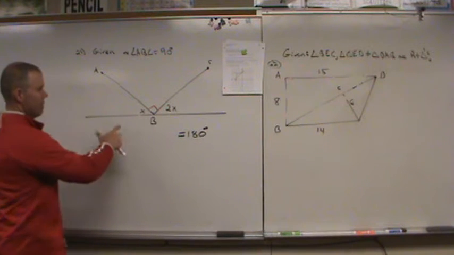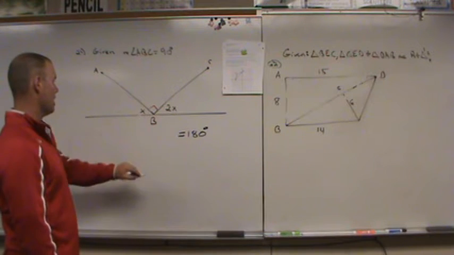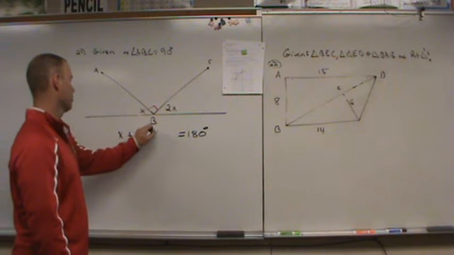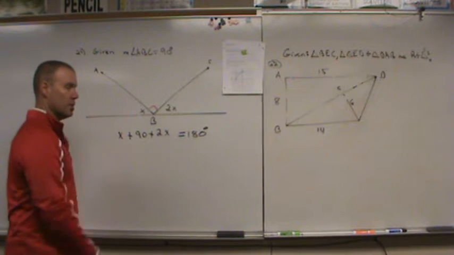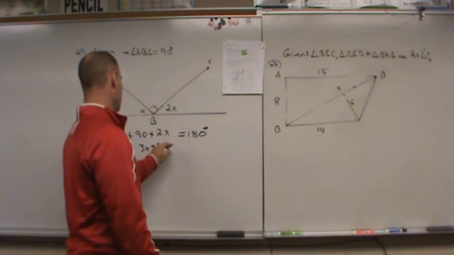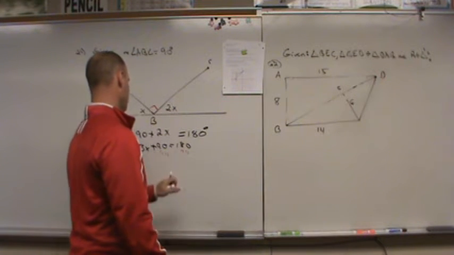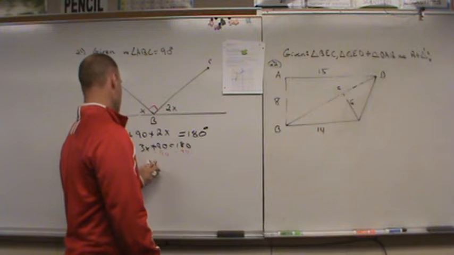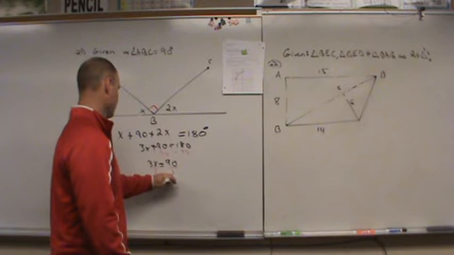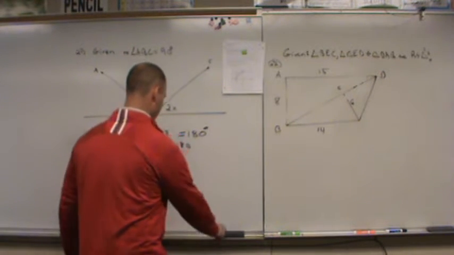Well, how do I equate that? What do I do? The consensus in class was the word together. Well, together means we add. They all add up to equal 180. So 3x plus 90 equals 180. We're going to subtract 90 to get 3x equals 90. We're going to divide by 3, and x is equal to 30.